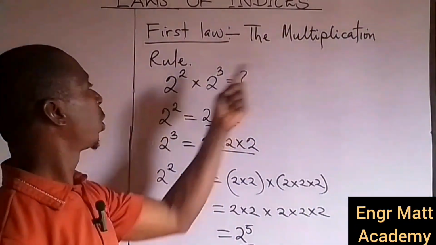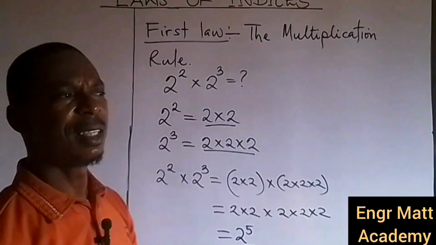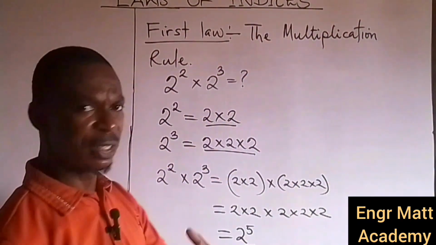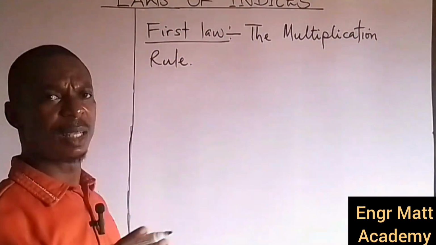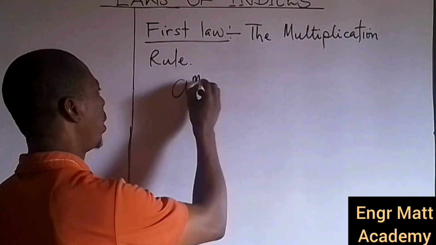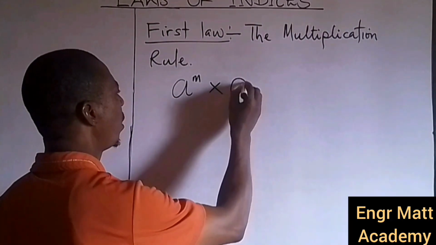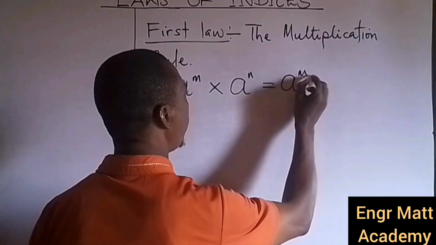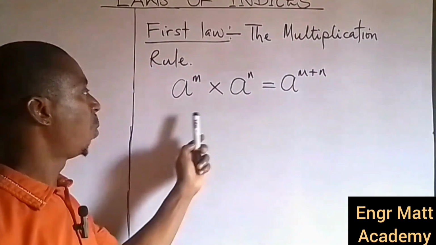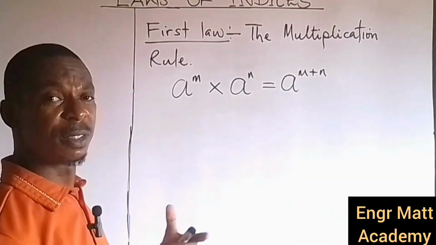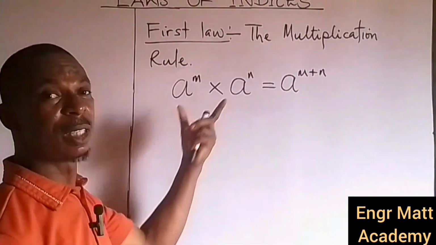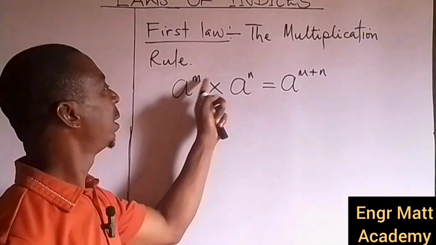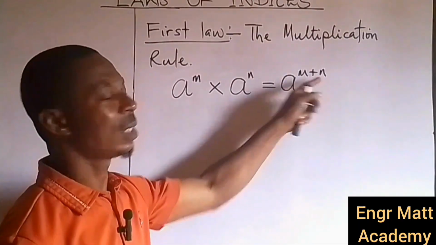But the multiplication rule is telling us that there's a simple, shorter and better way to do this. Let's try that out. The law states that a raised to the power of m multiplied by a raised to the power of n is equal to a raised to the power m plus n. What does this mean? It means that when two numbers with the same base are multiplying themselves, all we need to do is to add their powers, m plus n.